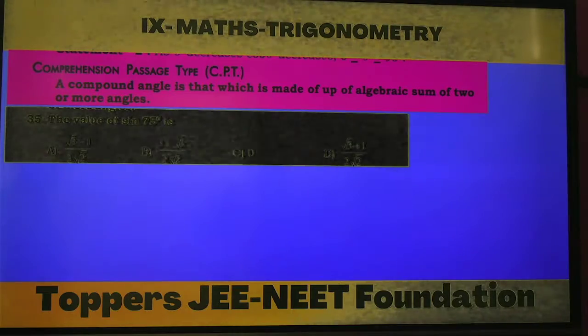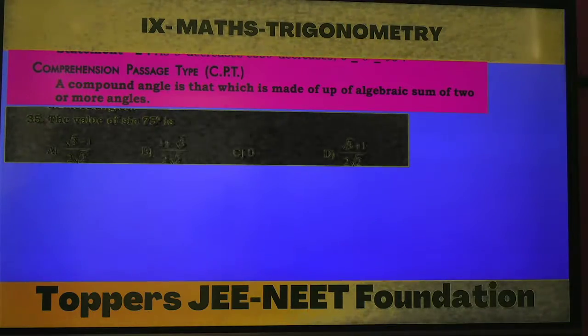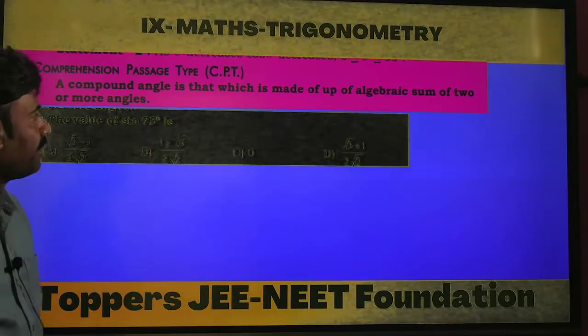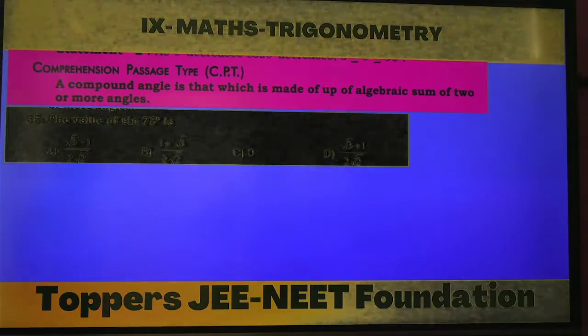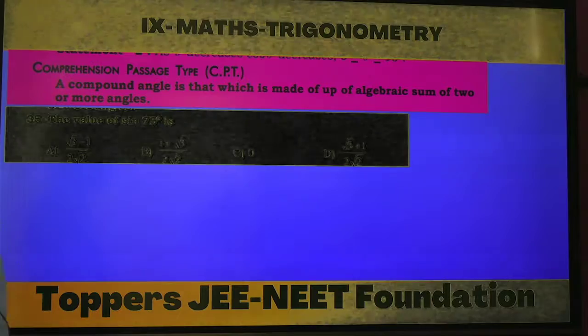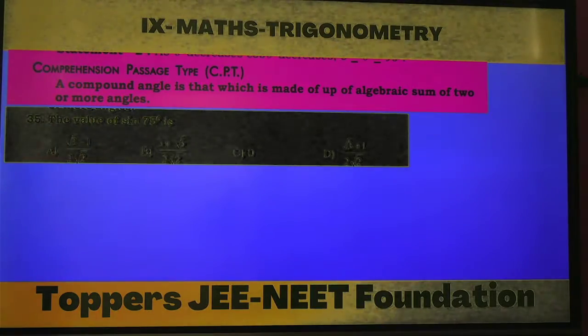The value of sin 75 degrees. Yes, this is comprehension passage type questions. Now, given matter is a compound angle is that which is made up of algebraic sum of two or more angles. Actually, instead of sum, we can take difference also. Yes, right. Now, let us solve first question, the value of sin 75 degrees is equal to dash.